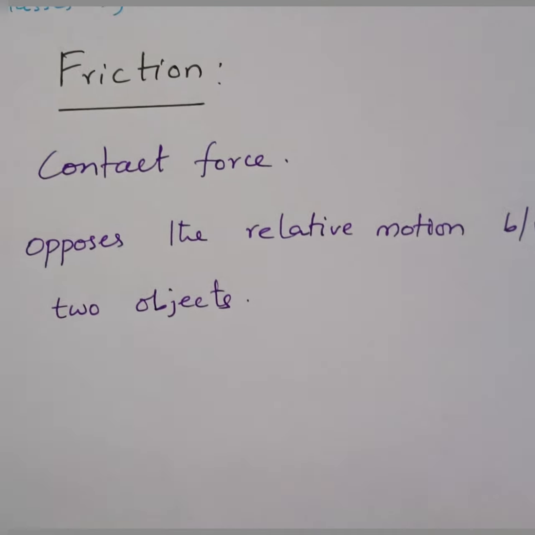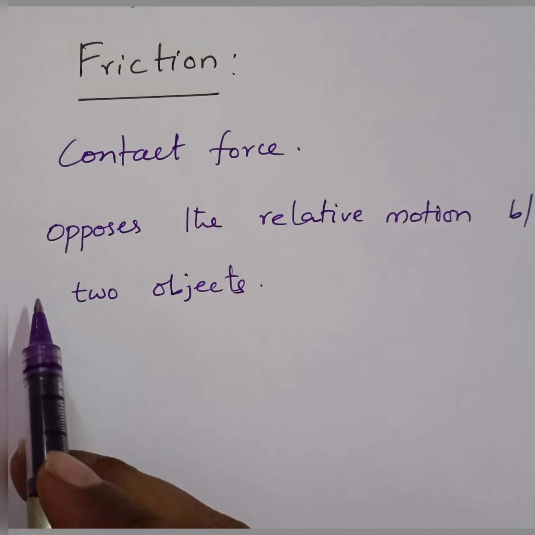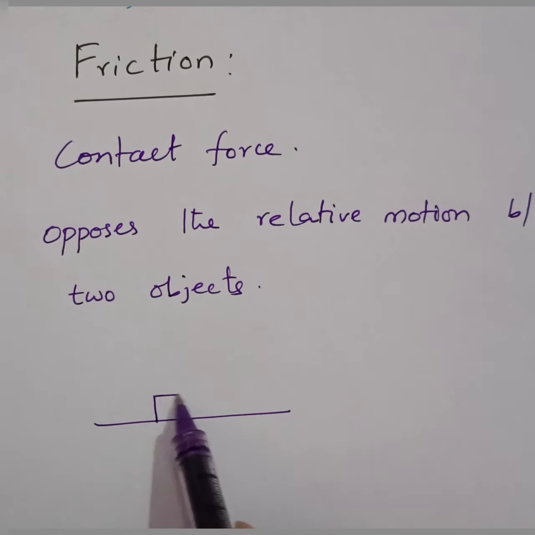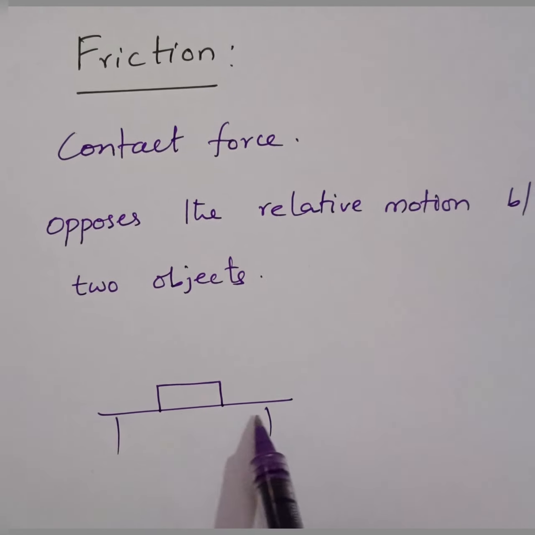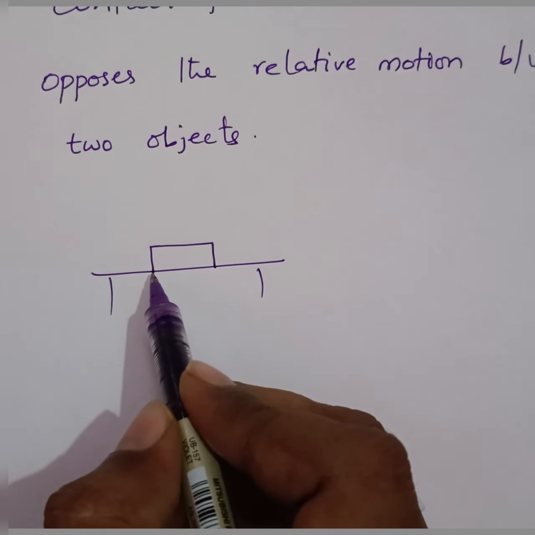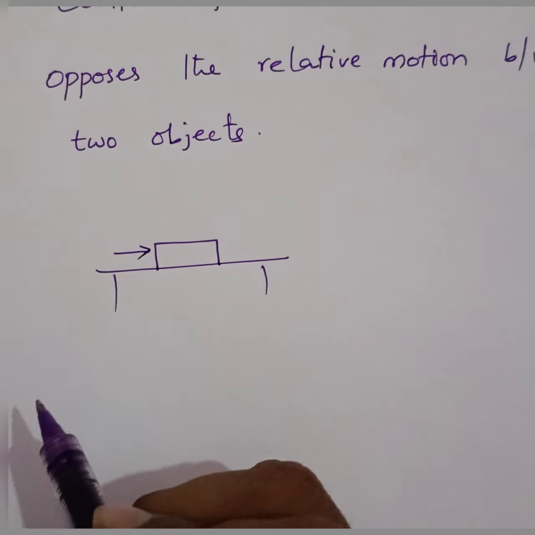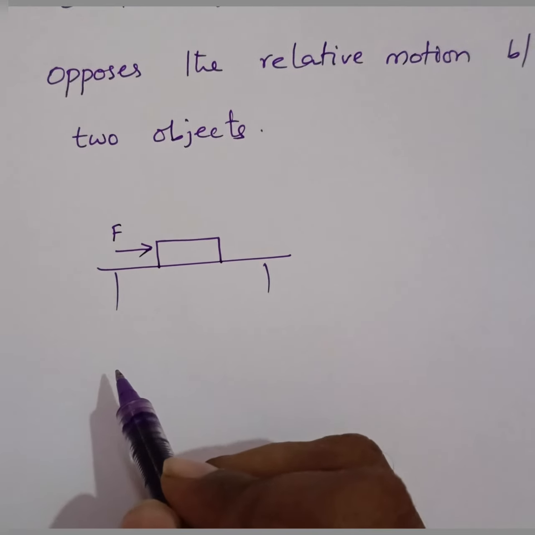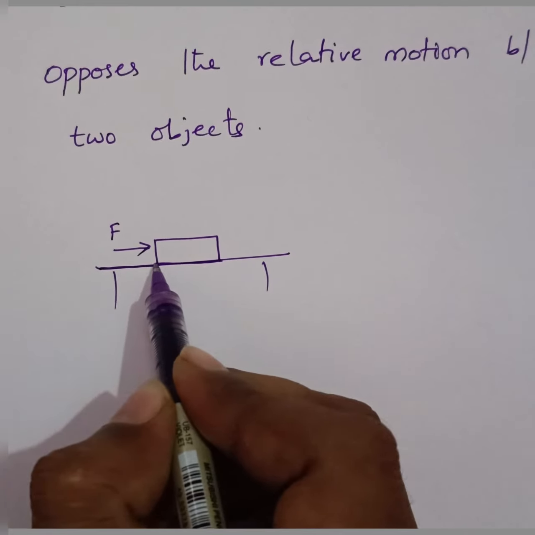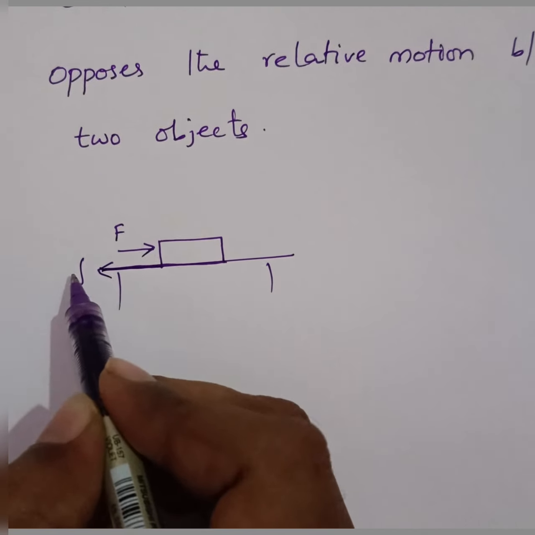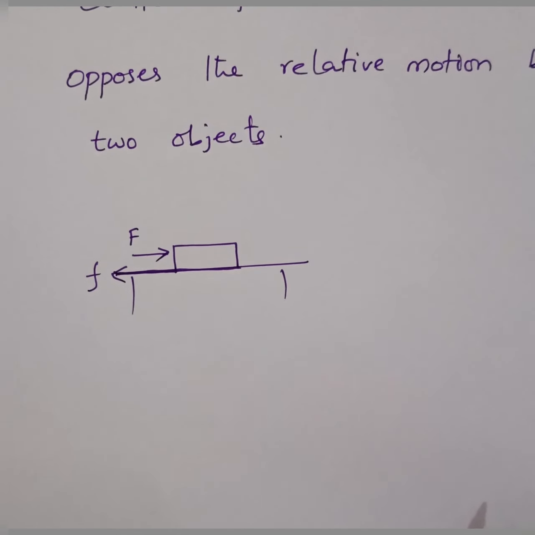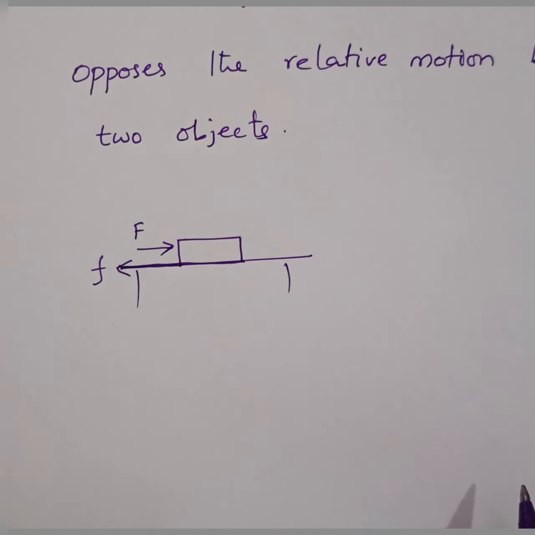Friction means an opposing force. Friction is an opposing force. For example, we placed an object on the table. Now if I am applying a force in one particular direction, then in the opposite direction along the surface, frictional force acts. It is an opposing force.